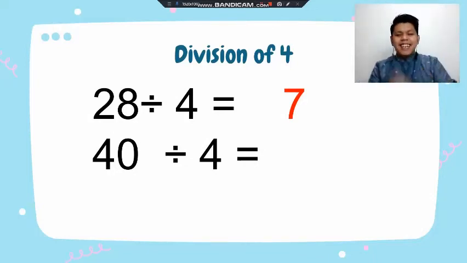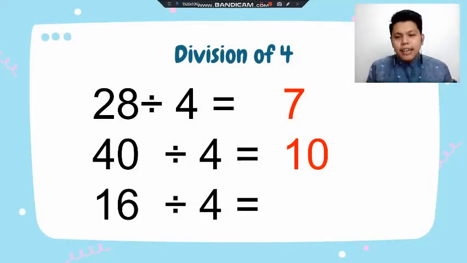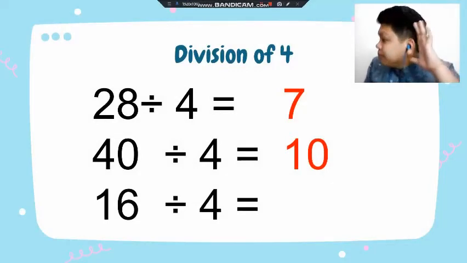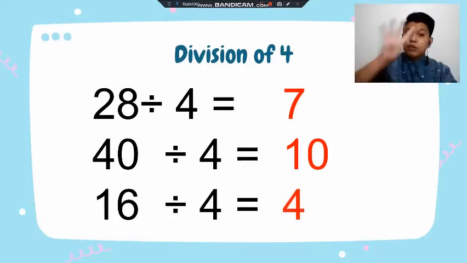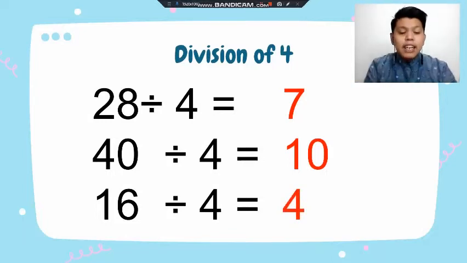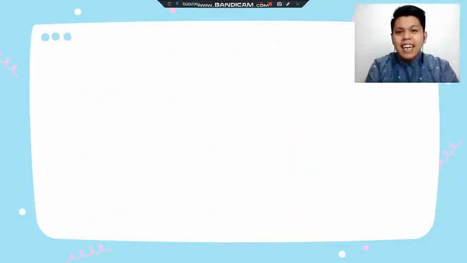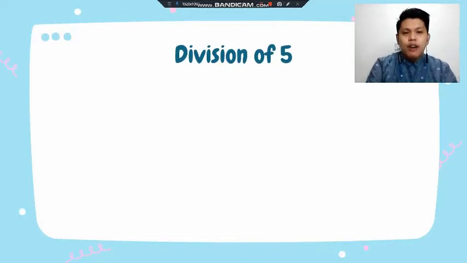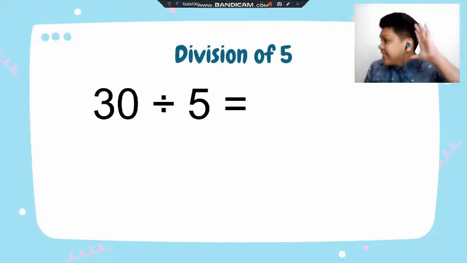Okay, great. That is 10. And last one. Great. That is 16 divided by 4 is equal to 4. Now, here is somewhat one of the easiest in doing mental division. The division of 5. 30 divided by 5.